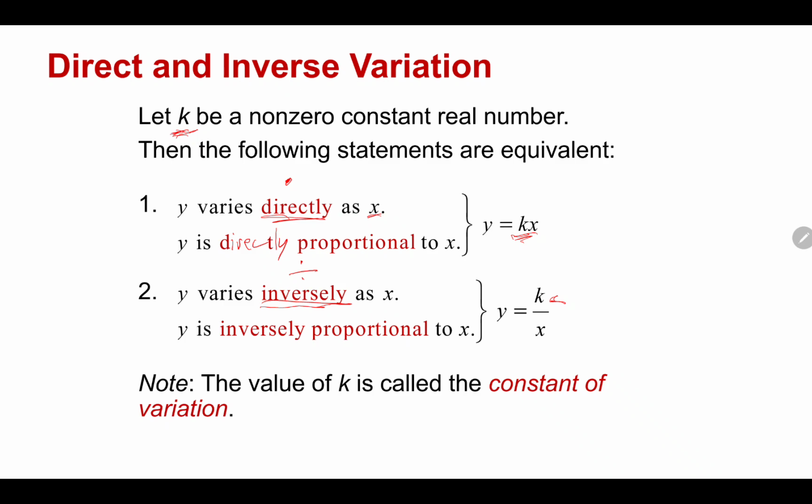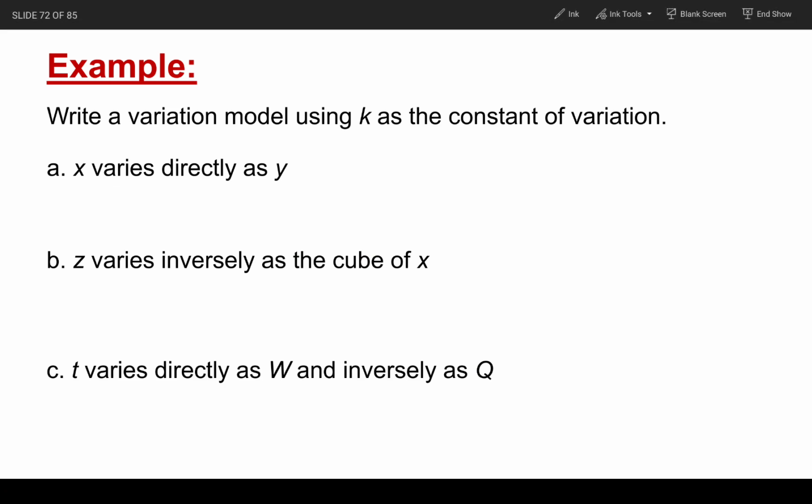The value of k is called the constant of variation. So that is the constant of variation. Now, sometimes you have to find k, which we will do in applied problems. But for now, let's just start with, can we translate a sentence into the math?